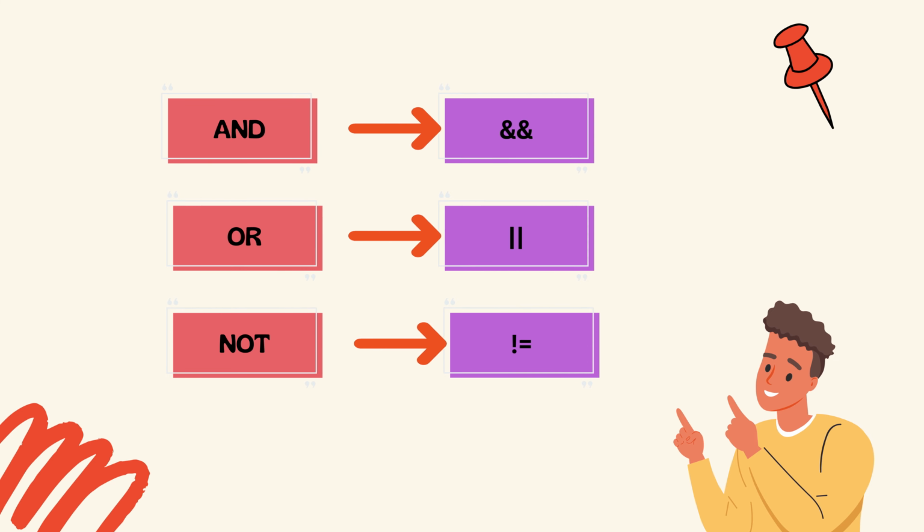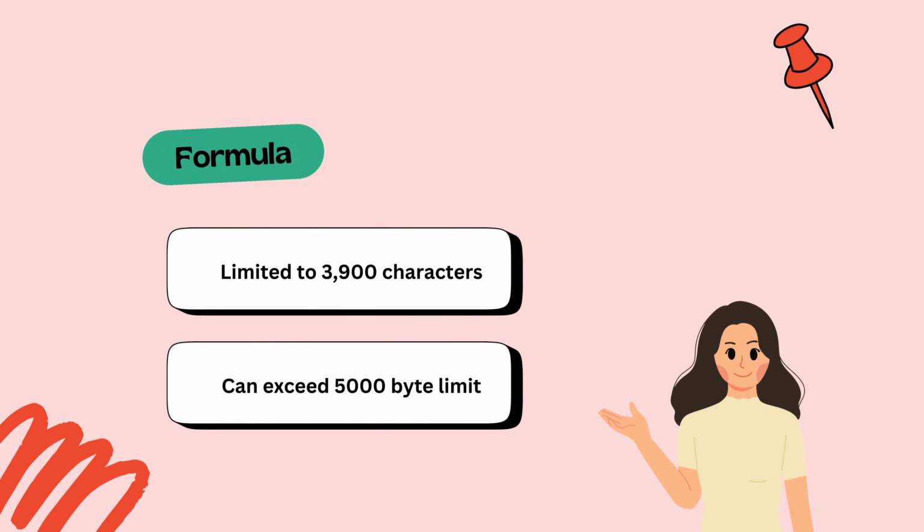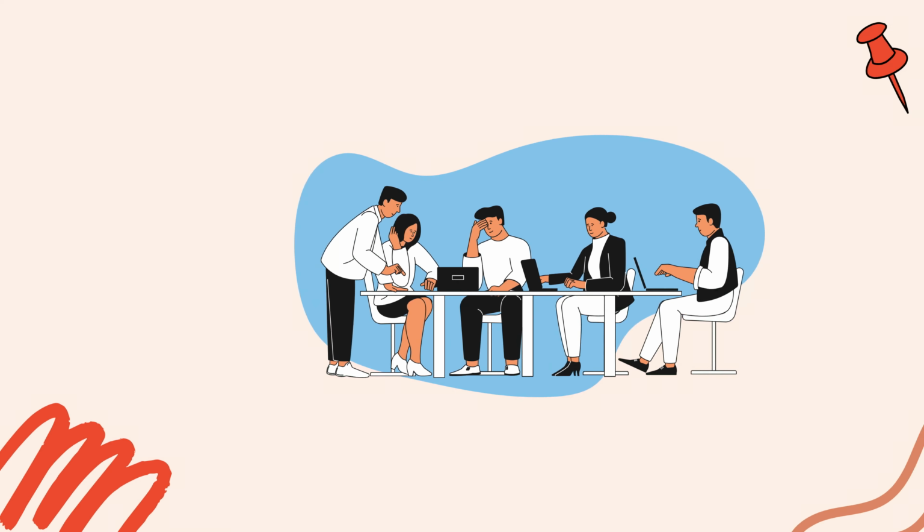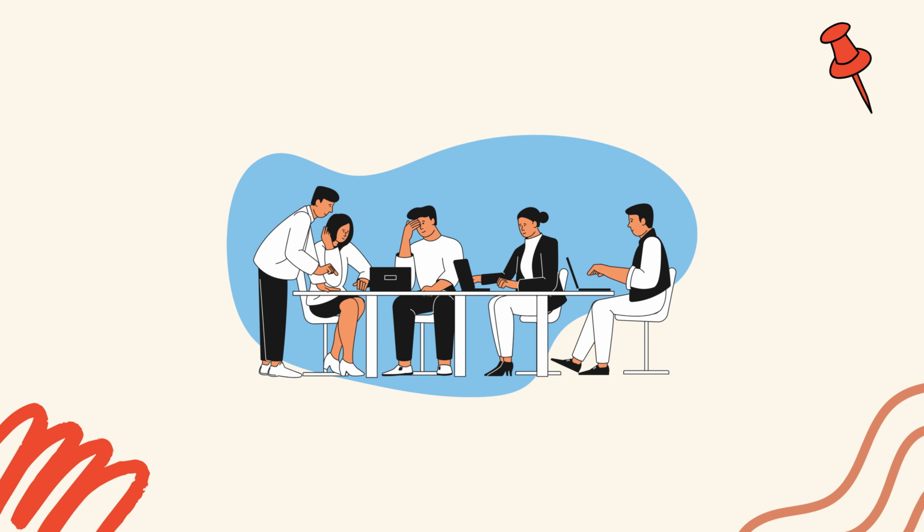We'll explore techniques like replacing AND with && and others, using helper formula fields to manage formula length. Let's optimize our formulas. Now let's talk about the constraints of formula length and compile size. Formulas are capped at 3,900 characters, and we need to work within this limit, but formulas can exceed the 5,000 byte limit. We'll explore how minimizing references to other formula fields can help us stay within the boundaries.